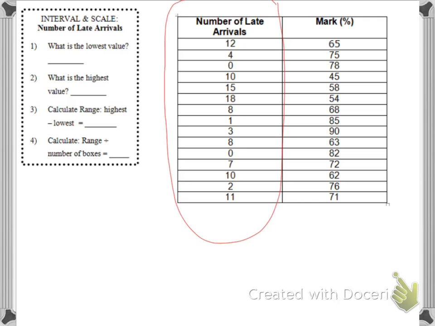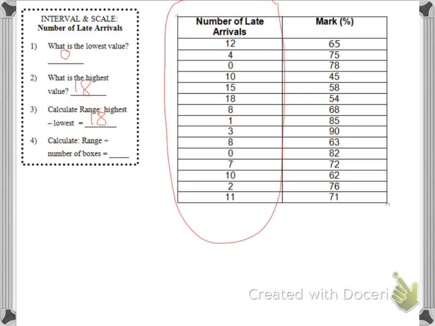we need to make sure we include all the possible values. So the lowest value on this chart is 0. And the highest possible value is 18. To calculate range, you subtract the highest minus the lowest value. Subtracting the two, 18 minus 0 is 18.